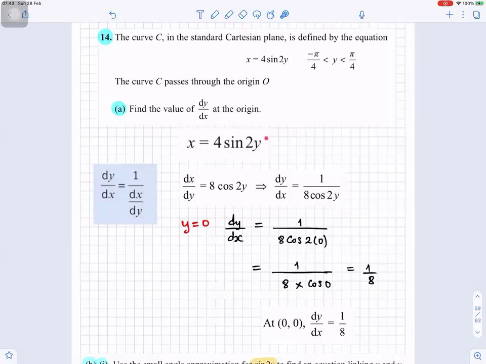So x is equal to 4 sine 2y. We're going to use this formula here. dy over dx is 1 over dx over dy. You need to remember that. So dx over dy, you differentiate with respect to y, it will be 8 cos 2y. And dy over dx will be 1 over that, so it will be 1 over 8 cos 2y. So when y is equal to 0, you substitute y is 0: 1 over 8 times cos 0 is 1 over 8. So at (0, 0), dy over dx is 1 over 8.